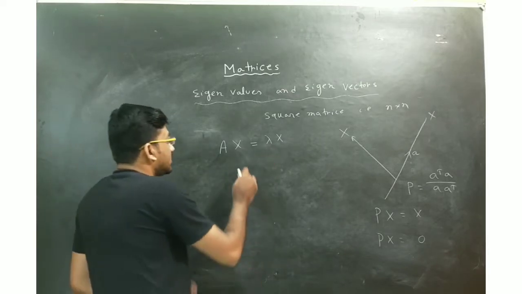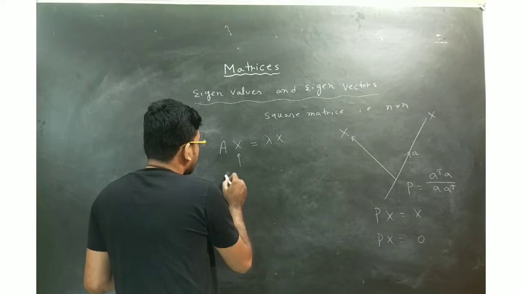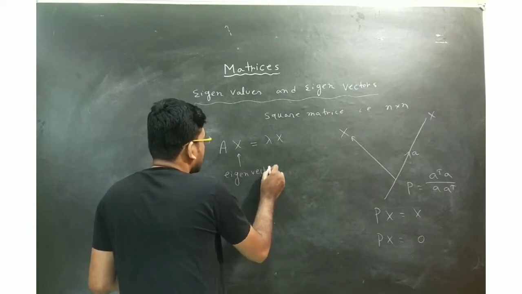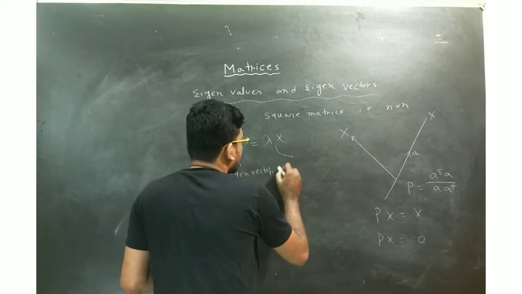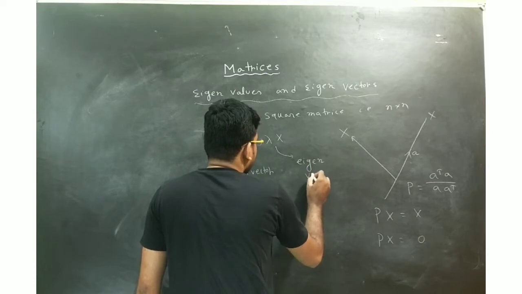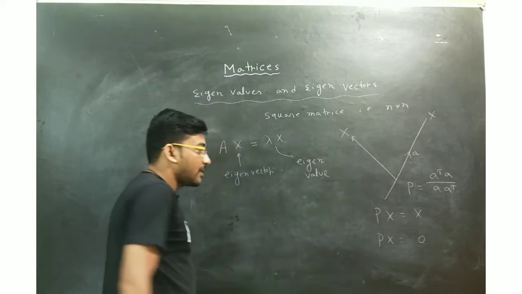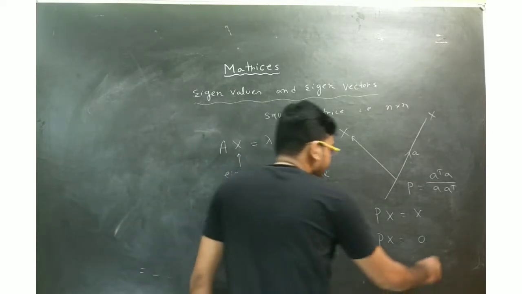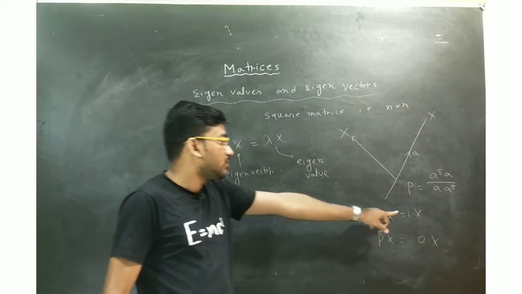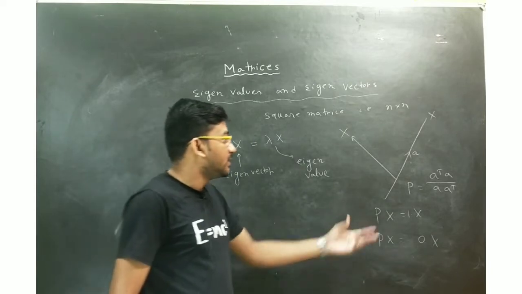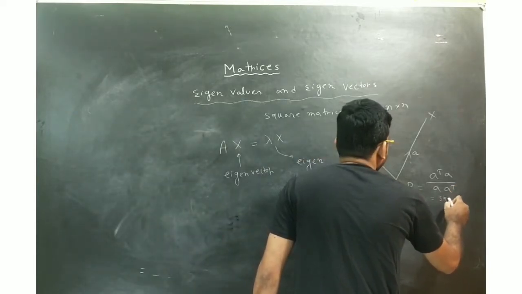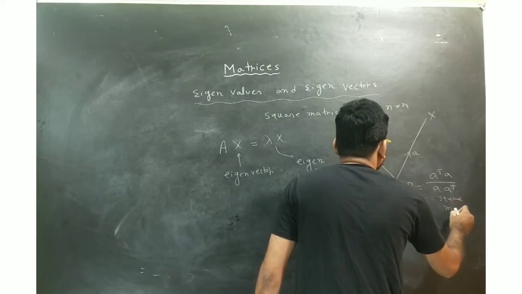So here this x is known as the eigenvector, corresponding to which this lambda is known as the eigenvalue. And you can see from here, here is 1 into x and here is 0 into x. So the eigenvalues are 1 and 0, and this is obvious because P is obviously a square matrix.